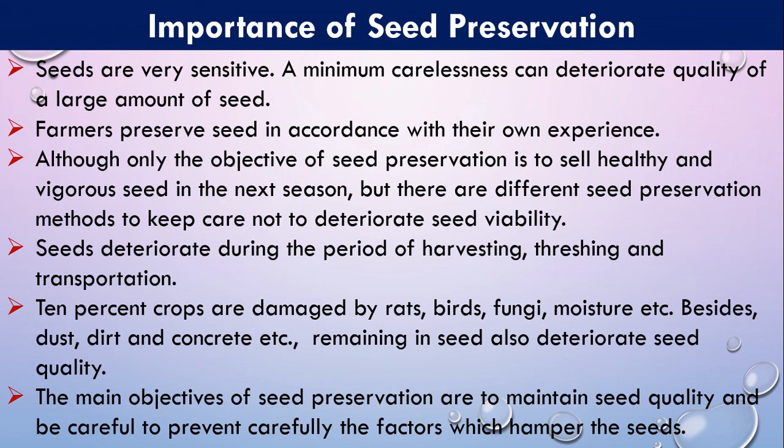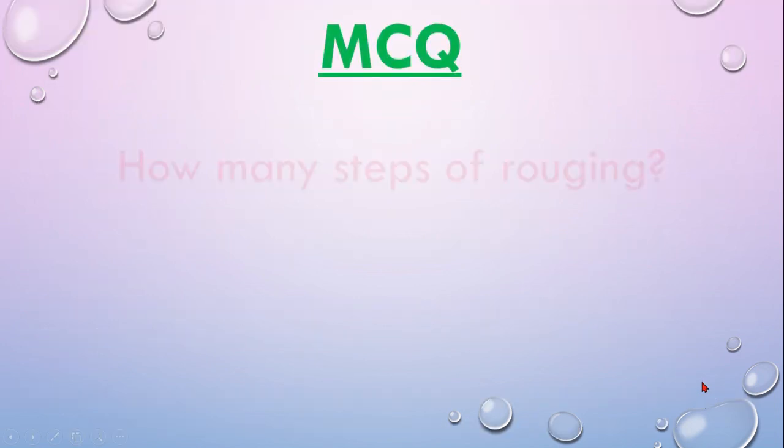That means for the next season. Before the next season, you have to keep it fresh and vigorous. If we do not maintain the quality, the seed will be deteriorated or destroyed. So this is all about today's lecture.